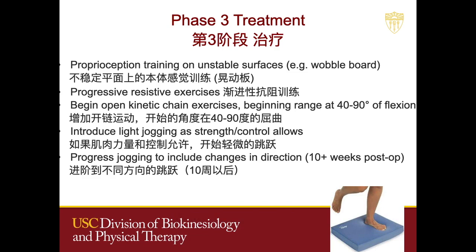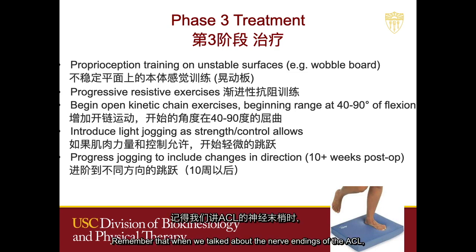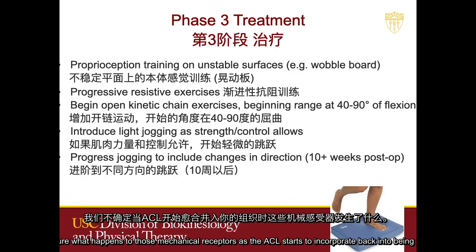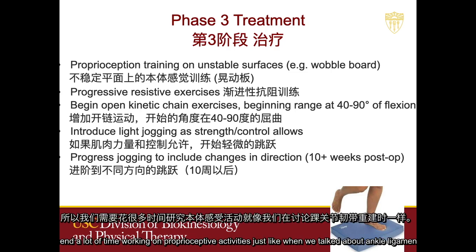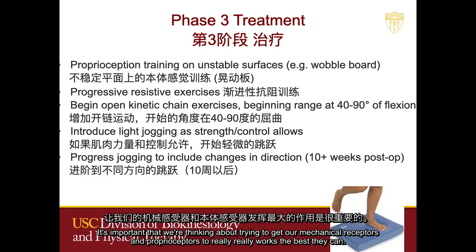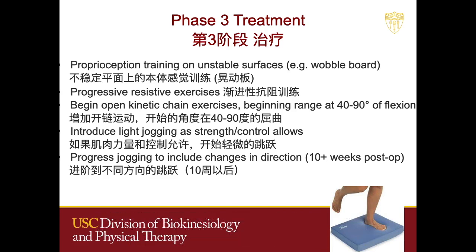So we're doing proprioceptive training. Again, remember that we talked about the nerve endings of the ACL. We're not sure what happens to those mechanoreceptors as the ACL starts to incorporate back into being your tissue. So we need to spend a lot of time working on proprioceptive activities, just like when we talked about ankle ligament reconstructions. It's important that we're thinking about trying to get our mechanoreceptors and our proprioceptors to really, really work the best that they can.